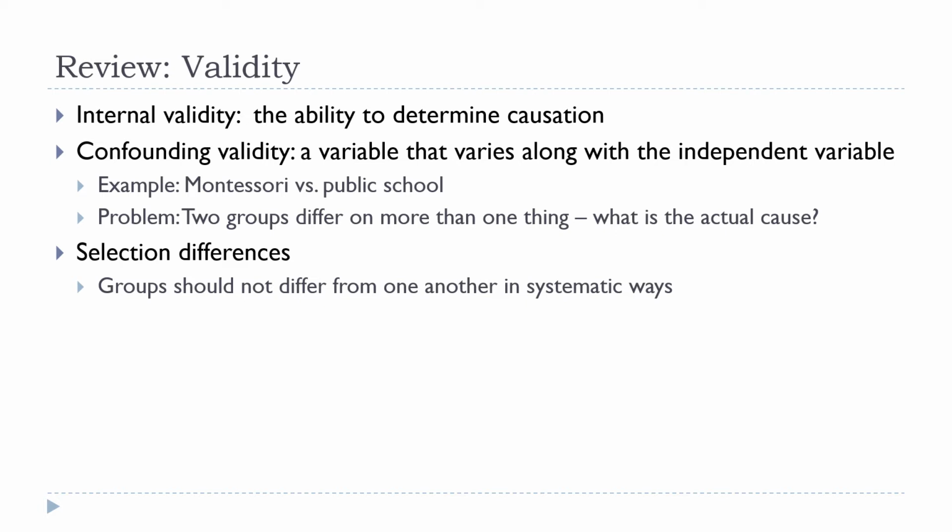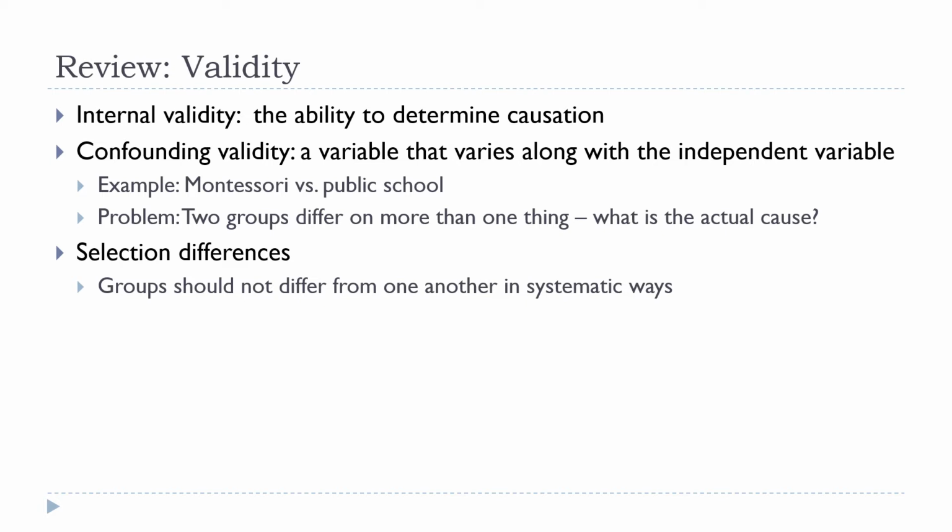A confound is a variable that varies along with the independent variable. So a confound would be something that is a potential alternative cause. The example when we went through in class, we talked through Montessori versus public schools and how they might differ in more than just method of delivery.